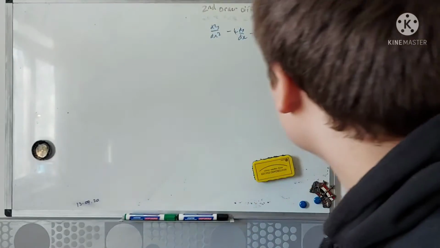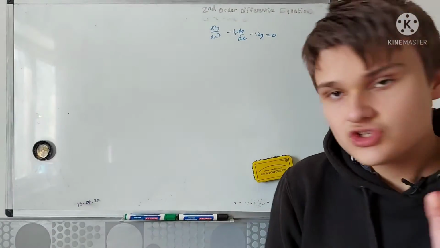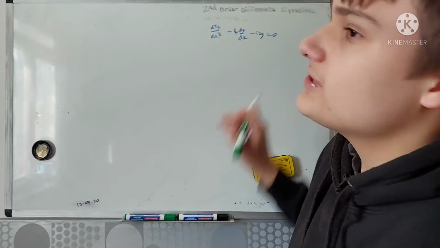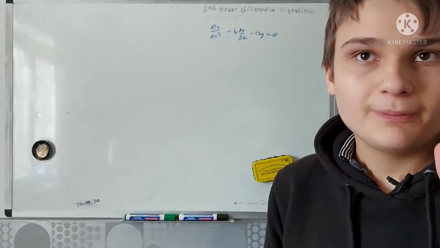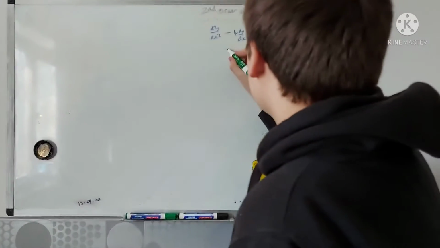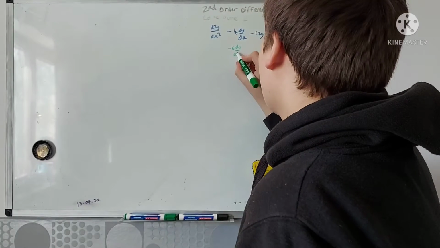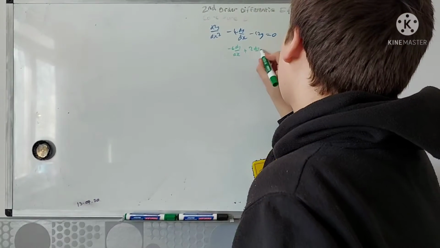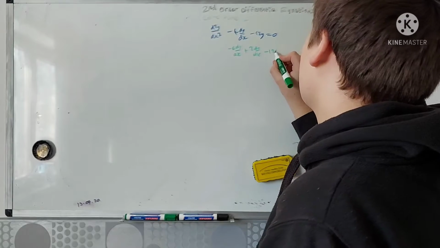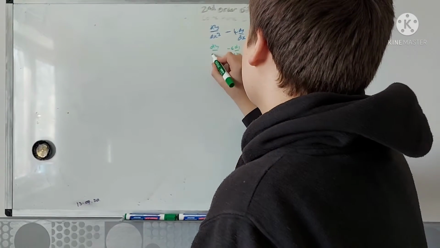Alright then, let's go a different colour, shall we? Let's crack on with this. So what is our factor going to be? What multiplies to minus 12 and adds to minus 4? Minus 6 and plus 2 would do that. And our minus 12y, and we've got our d2y by dx squared.